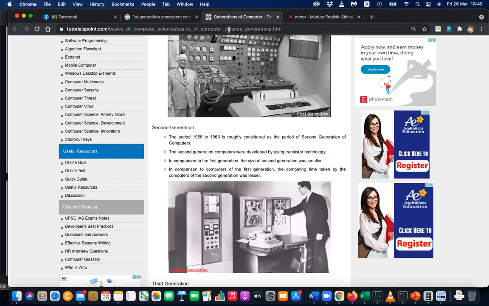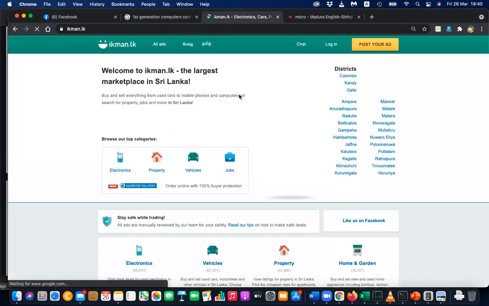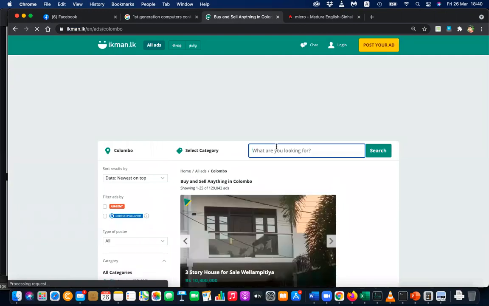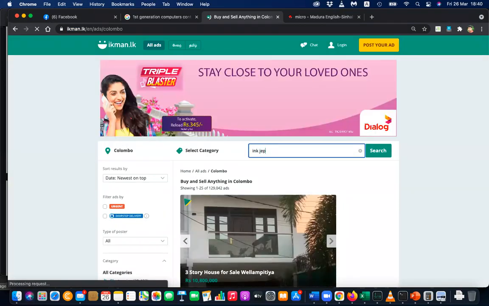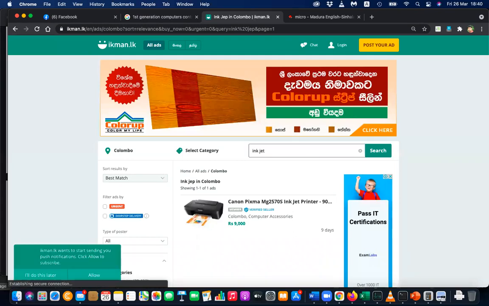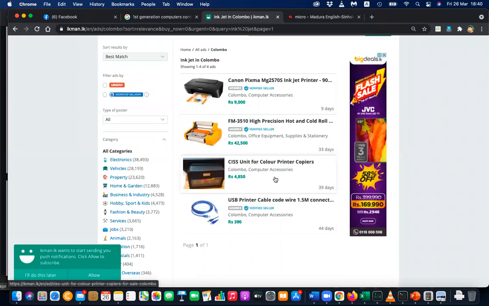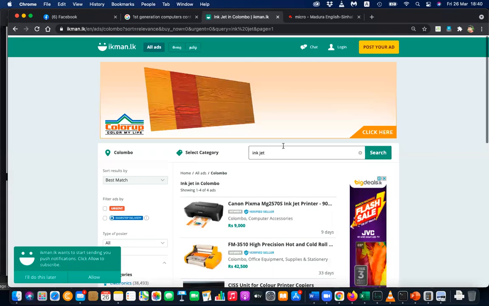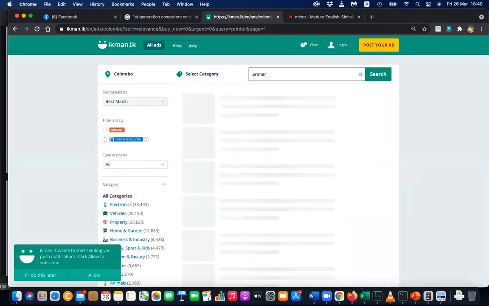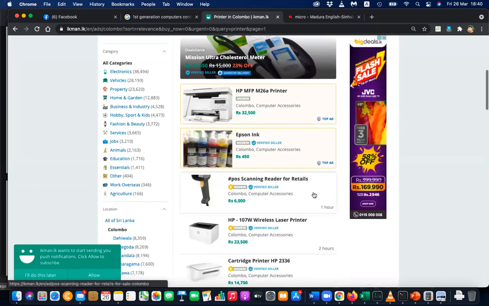If you search for a used one, let's say an inkjet, the cost of an inkjet printer is around 9,000, or 6,000, 5,000. That is the cost for inkjet. So if you search for a printer with low cost, inkjet or bubble jet would be the solution, because the purchase cost will be low.